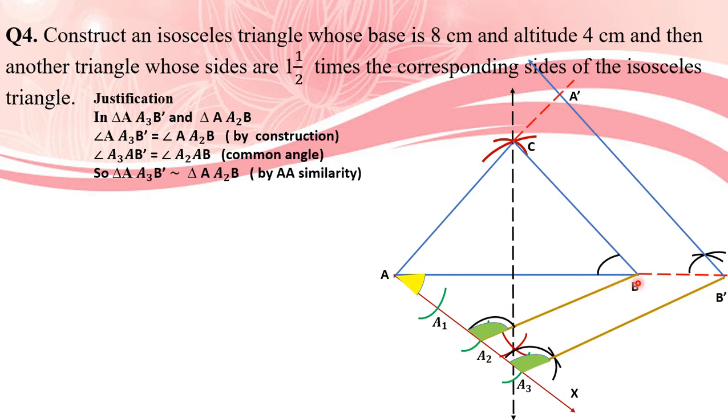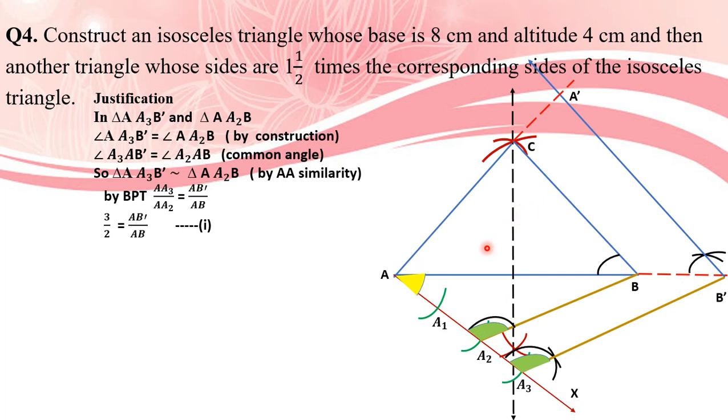So by the BPT, we can write that the corresponding sides are in the same ratio, that is A3 upon A2 is equal to AB dash upon AB. Now here AA3 is 3 equal parts of this line, and AA2 is 2 equal parts. So 3 by 2 is equal to AB dash upon AB. This is equation number 1.